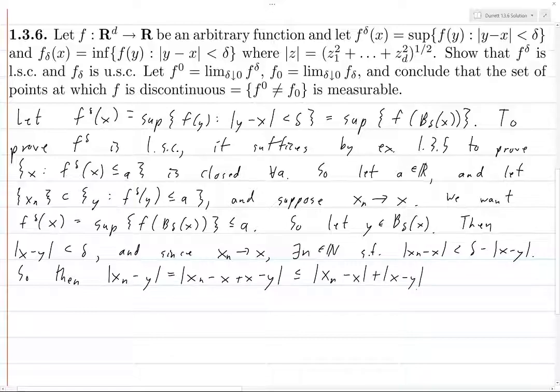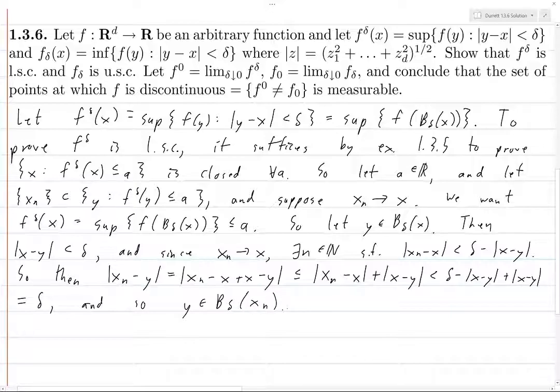But we know something about the distance between xn and x. This is strictly less than delta minus the distance between x and y by our choice of n. And then we have this. Oh, but these two cancel out, and so this is precisely delta. And so y is in the ball of radius delta centered at xn. And so that's really what we needed.